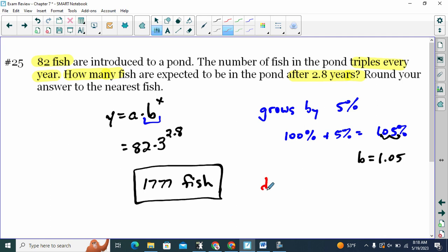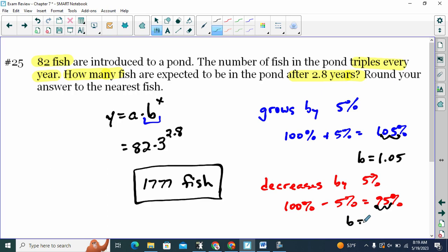If it goes down instead of goes up, if it like decreases by 5% each year, we take 100% that it's at now and we subtract 5%. Each year we would be left with 95%, and then again we change it to a decimal. We would move it 2 places to the left. b would be 0.95 in that case.